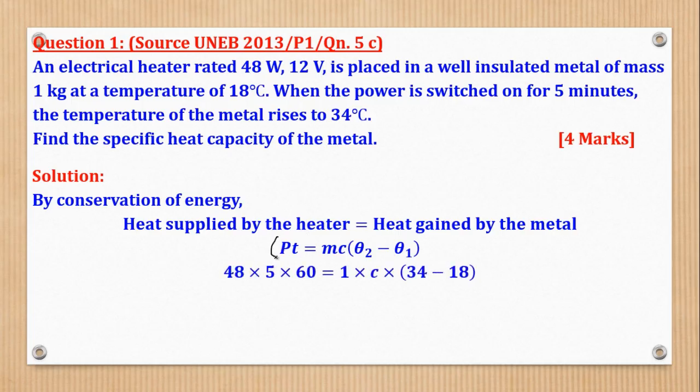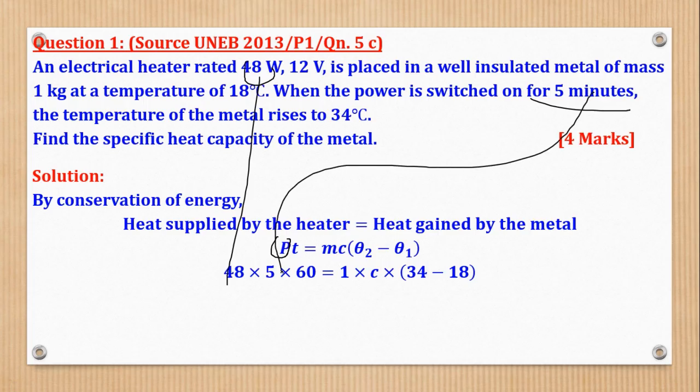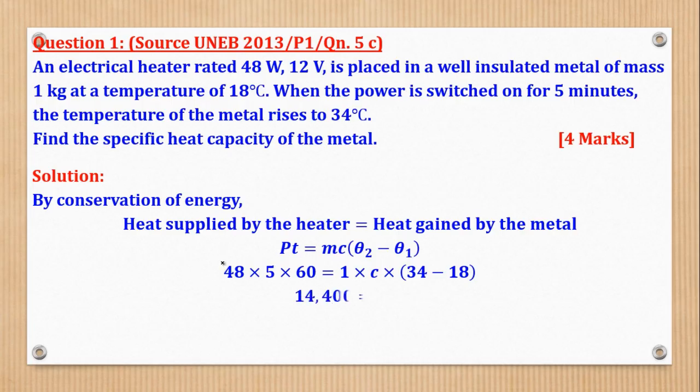Now for power, it is here, 48. Then the time, they said 5 minutes, convert to seconds to give you that. Then the mass they said 1 kilogram. That is why there is 1 kilogram there. C is what you are looking for. Change in temperature, you get the highest temperature minus the lowest temperature, or the final minus initial. Therefore, when I simplify, this side I'll come up with this, and this side I'll come up with this, and when I make C the subject, it will be the specific heat capacity they want. So remember to quote the correct SI unit.